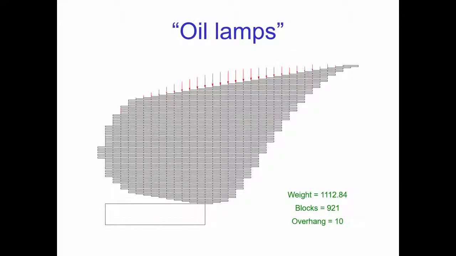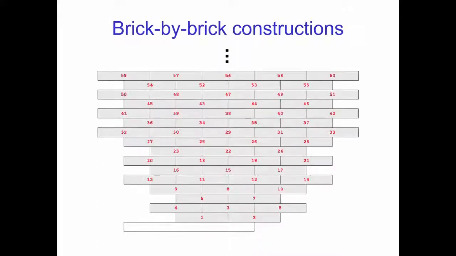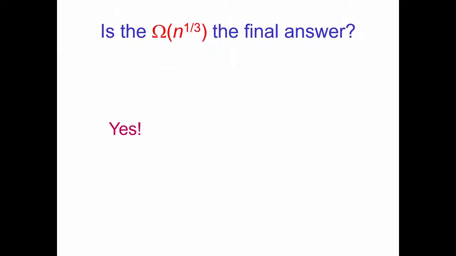And this is something that does slightly better. The oil lamp configuration, because we want to get far this way. We don't care so much about this, so this we just use for balance. And this is an exact picture with overhang 10.